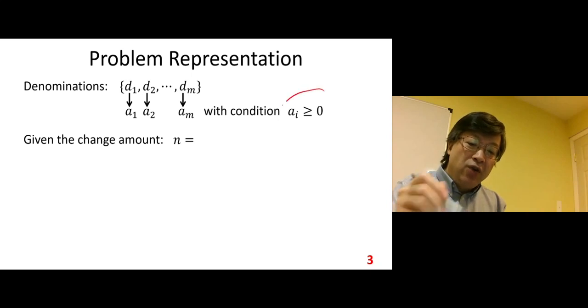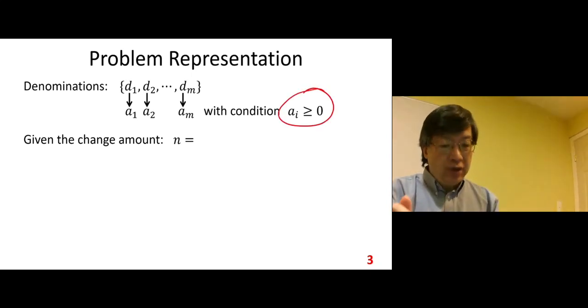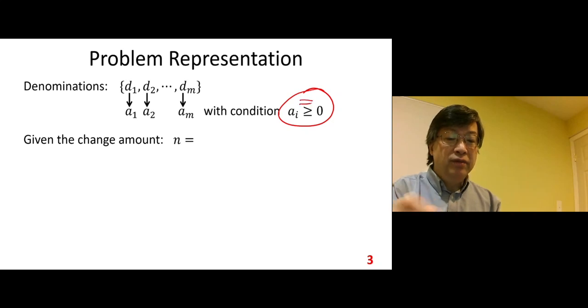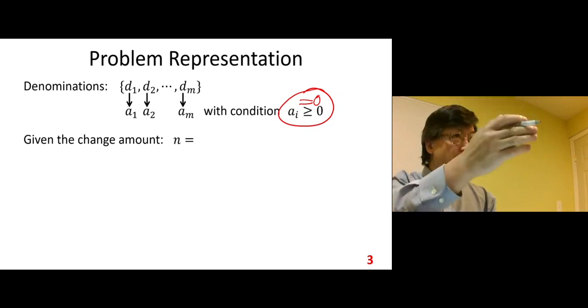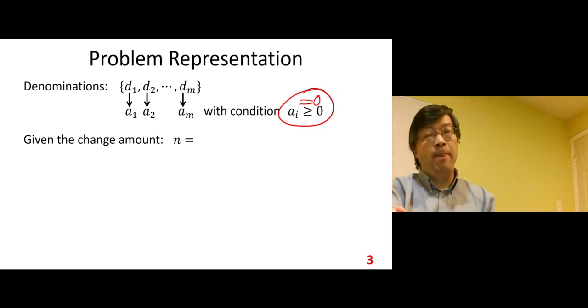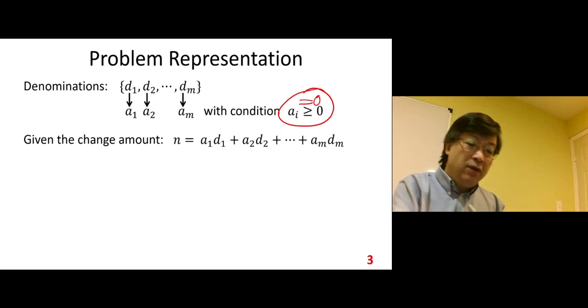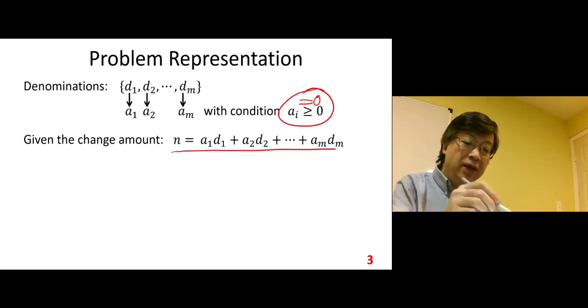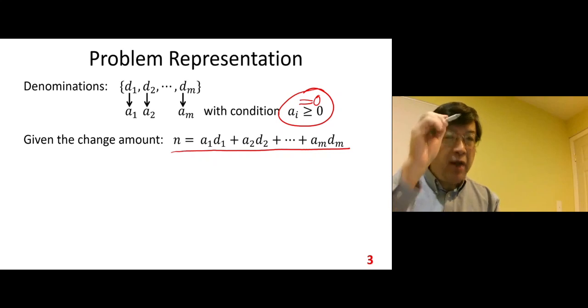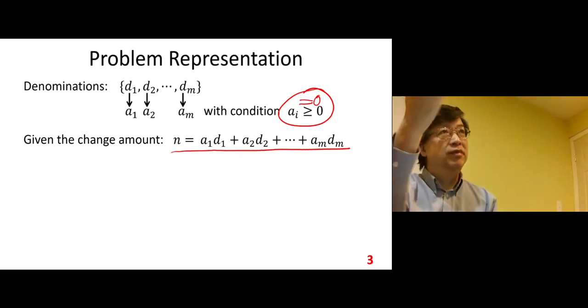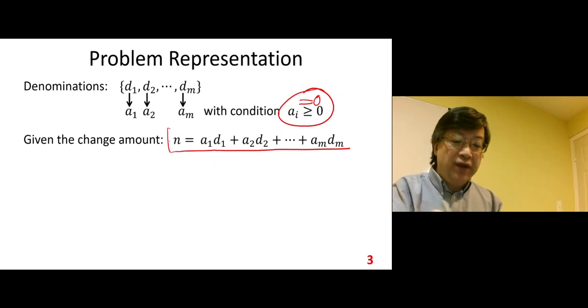For the Ai, the condition is Ai greater than or equal to 0. We allow it to be 0, so we do not choose coins with that denomination. All right, so our formula is this: n equals A1 times D1 plus A2 times D2, all the way to Am times Dm. That's the constraint. We call this the constraint.